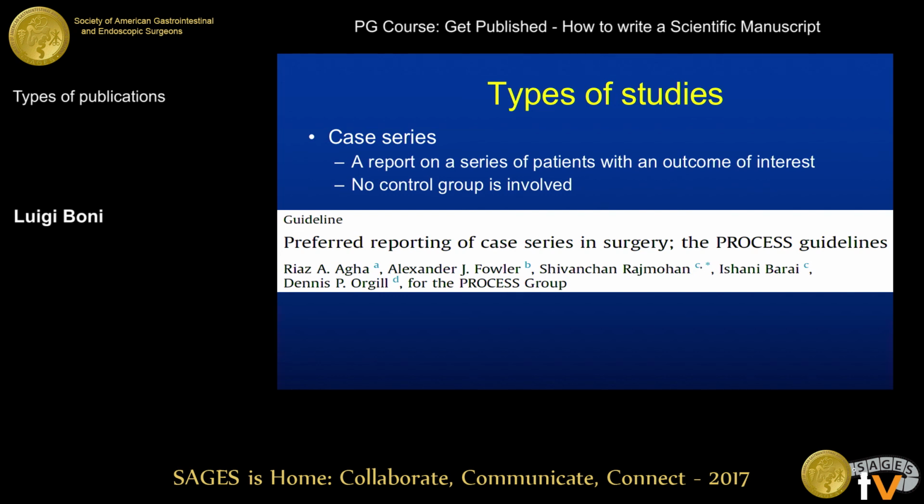Case series. This is basically a report on a series of patients with an outcome of interest, but there is no control. So basically, you have done something to your patients, maybe a new technique, and you want to describe what happened, but there is no control. So the scientific value of a case series is very limited. Once again, if you want to publish this in a very good journal, this should be really something new, something that has not been reported, and the aim is not to draw any conclusion at all.